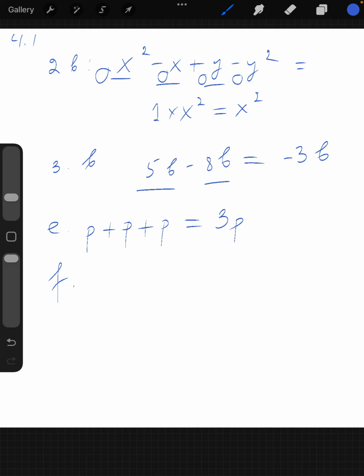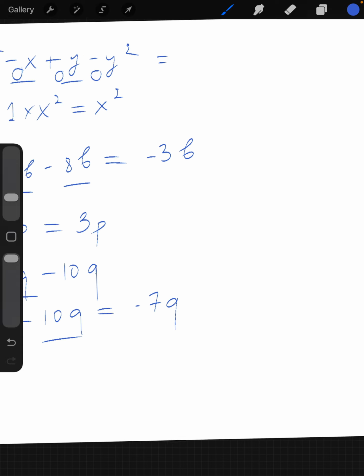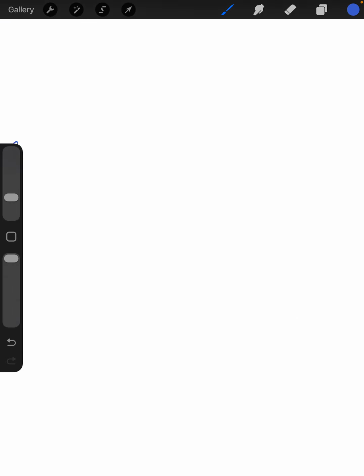3f. q plus 2q minus 10q. q plus 2q will equal 3q, minus 10q equals, we have like terms, so simple arithmetic, right? Negative 7q. I hope this is starting to become more comfortable for you guys. There's really nothing much to it when we're dealing with like terms.